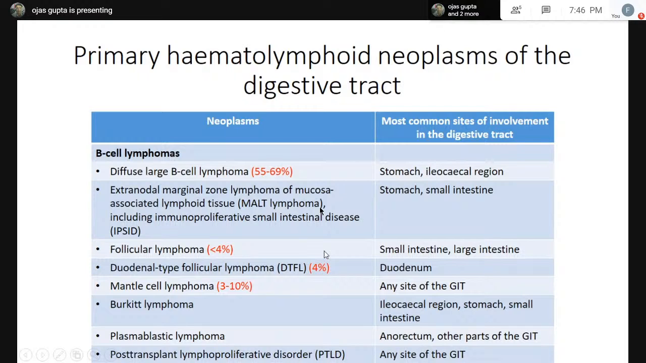Follicular lymphoma, which constitutes less than 4%, is seen in the small and large intestine. Duodenal type of follicular lymphoma is seen, as the name suggests, in the duodenum. Mantle cell lymphoma, which constitutes 3 to 10%, can occur in any site of the GIT. Burkitt lymphoma is most commonly seen in children and young adults, most commonly in the ileocecal region, stomach and small intestine. Plasmablastic lymphoma can occur in the anorectum and other parts of the GIT, and post-transplant lymphoproliferative disorder, or PTLD, can also occur in any site of the GIT.